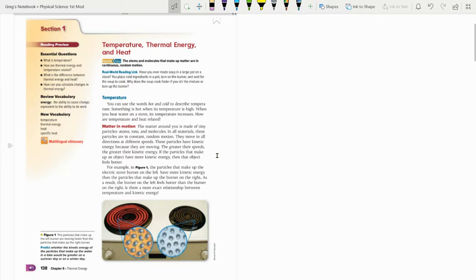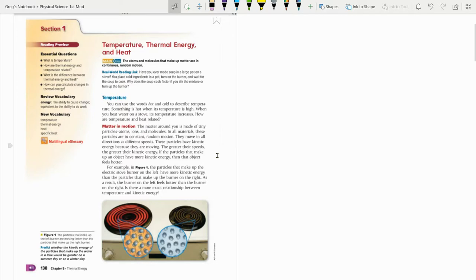If the particles that make up an object have more kinetic energy, then that object feels hotter. For example, the particles that make up the electric stove burner on the left have more kinetic energy than the particles that make up the burner on the right. As a result, the burner on the left feels hotter than the burner on the right. Is there a more exact relationship between temperature and kinetic energy?